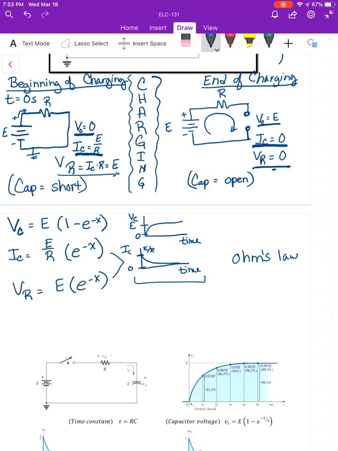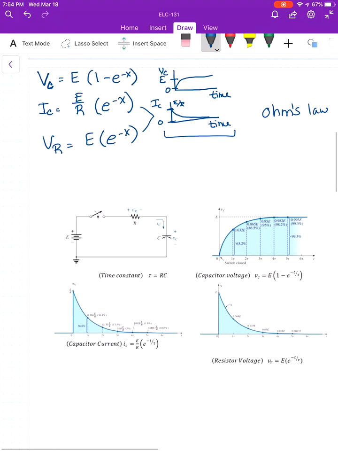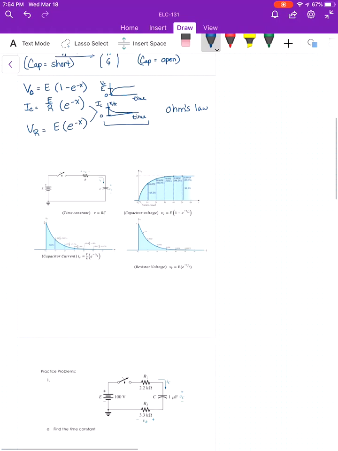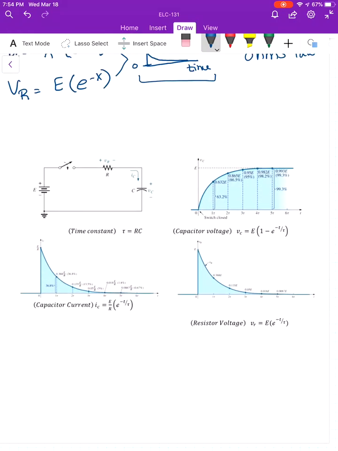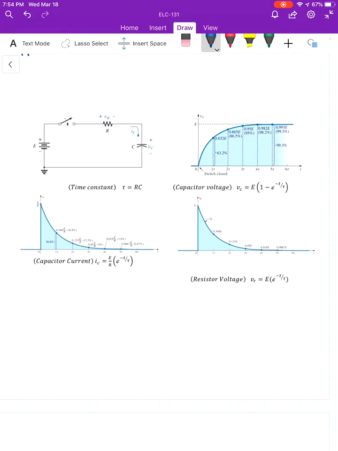Okay, I'm going to stop the video here. Just want to show you these pictures, and then in the next video we will work a problem or two to go over this a little bit more. And we'll talk about the time constant in the next video as well.